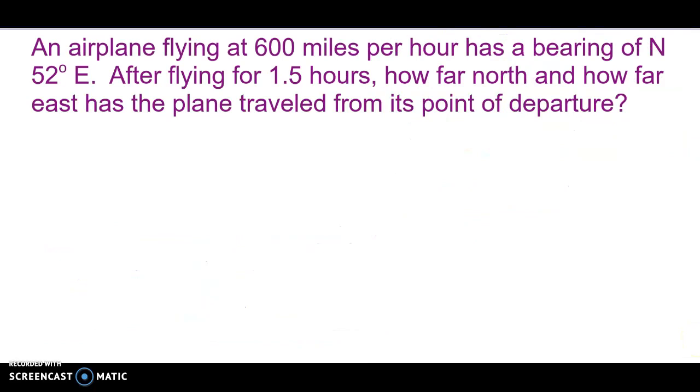All right, next one. An airplane flying at 600 miles per hour has a bearing of north 52 degrees east. That means go north, then go 52 degrees east. After flying for 1.5 hours, how far north and how far east has the plane traveled from its point of departure? Go ahead and try this one.